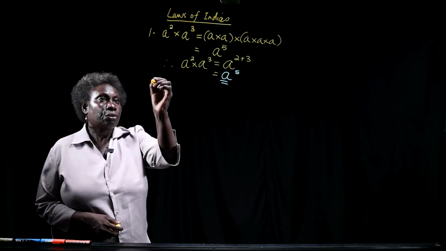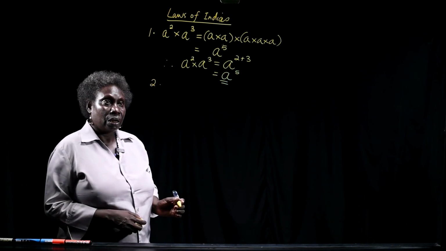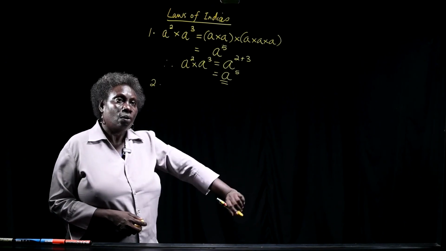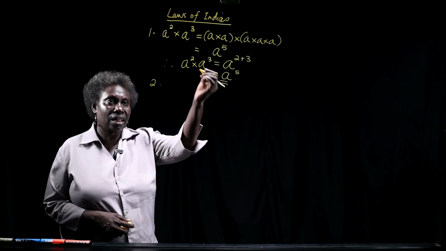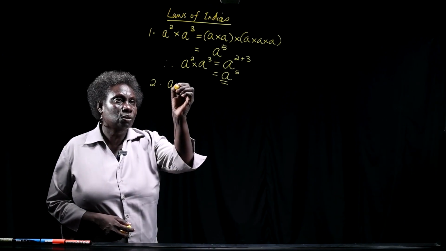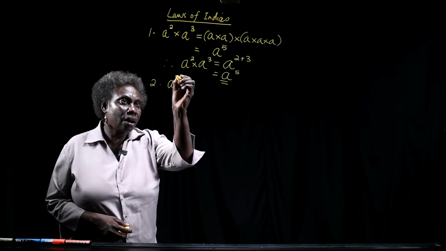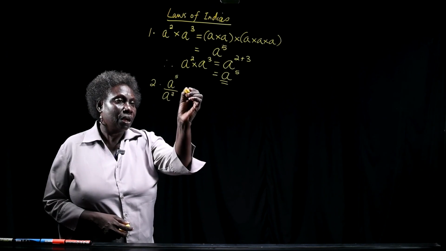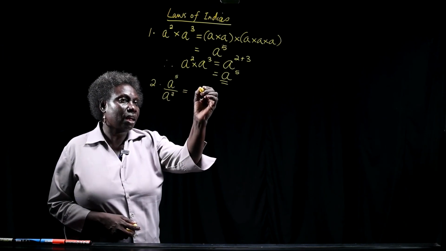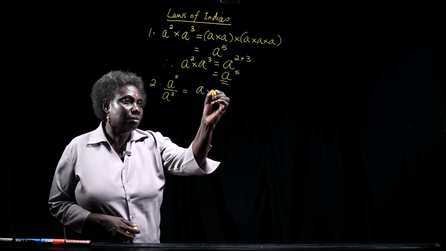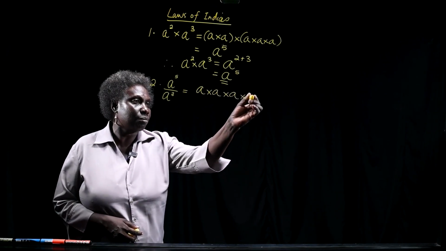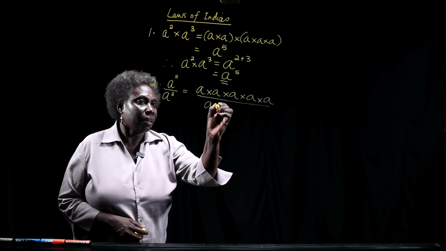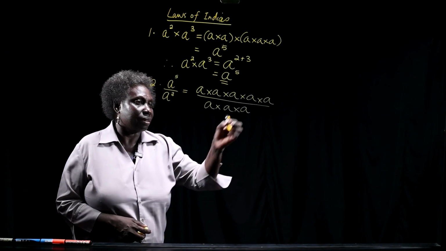Now, rule number 2: dividing indices with the same base. What is the rule for dividing indices with the same base? Let's see. If I have a to the power of 5 over a to the power of 3, and I write it in expanded form, that will be a times a times a times a times a over a times a times a.